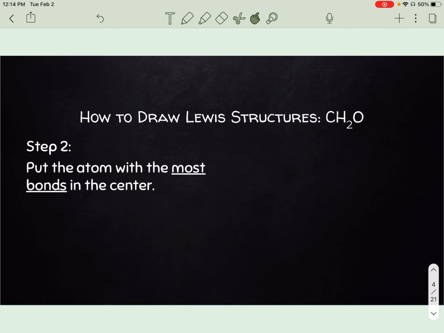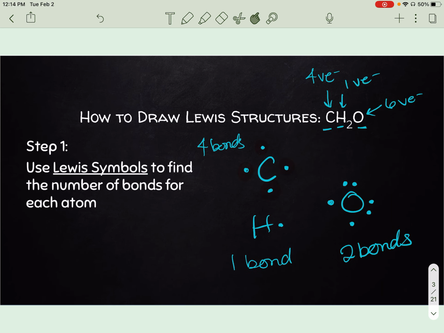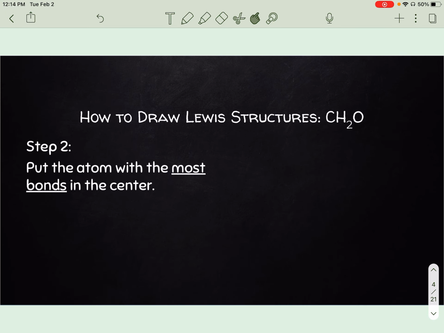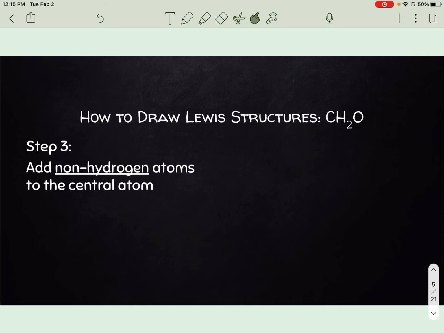Let's move on. We want to start by putting the atom that makes the most bonds in the center. So if I look back here, carbon makes the most. It makes 4 bonds. So let me draw my carbon with its 4 little dots. Drawing Lewis structures is kind of like solving a puzzle. It's really fun. All right, so now I've got my element with the most bonds in the center. I'm going to copy this so I can put it on my next slide. And then we're going to add the non-hydrogen atoms. That's step 3.